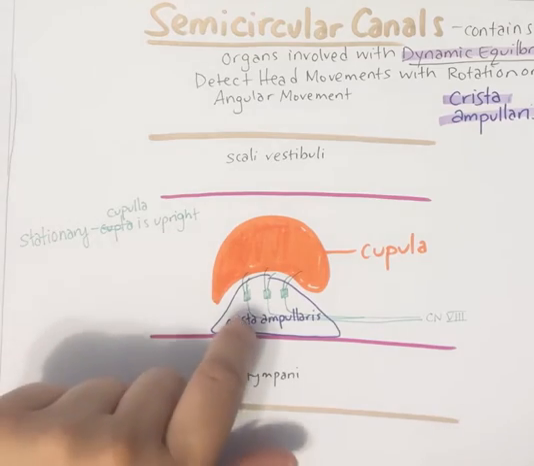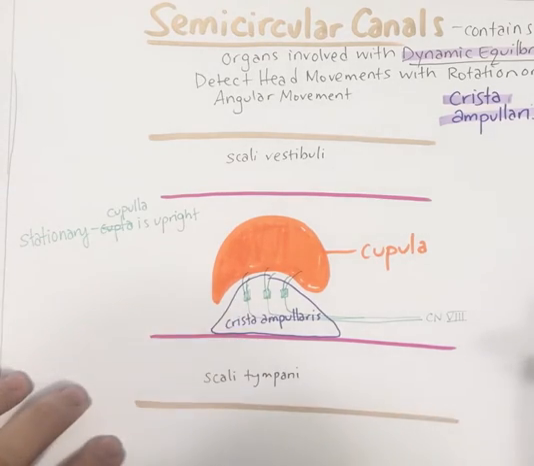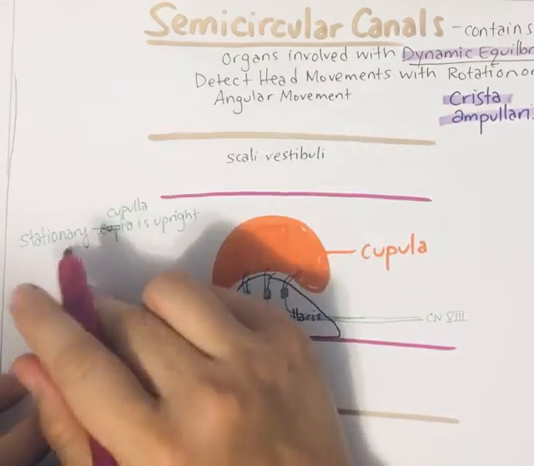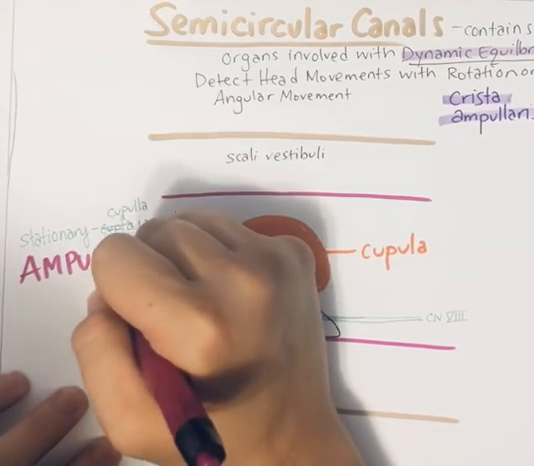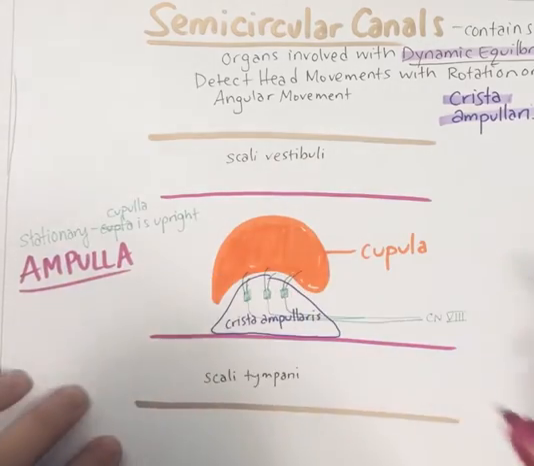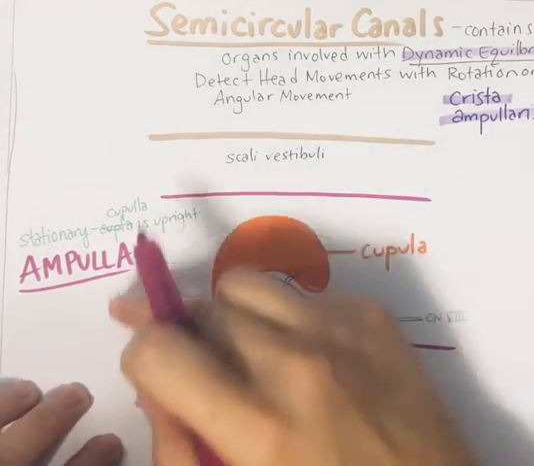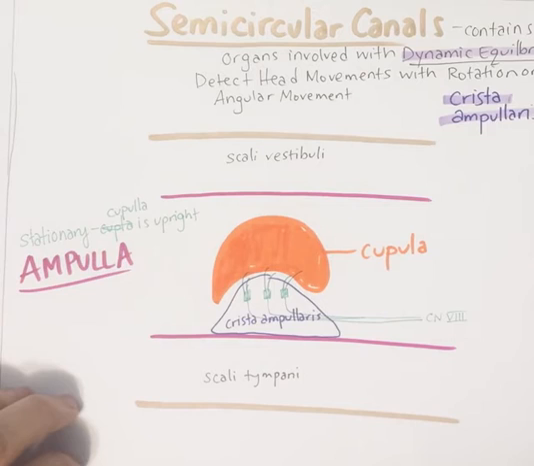Now, the crista ampullaris is found in the membranous labyrinth. The membranous labyrinth is going to be called the ampulla. That is the name of the membranous labyrinth of the semicircular canals. Now, when you spin or you have rapid head movement, this is different than the Otolithic Membrane. The cupula actually goes in the opposite direction. So if you are spinning to the right, it's going to go to the left.